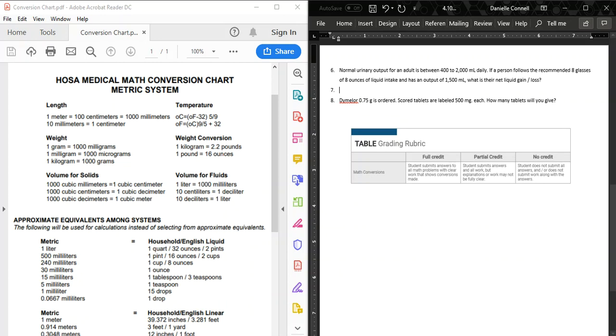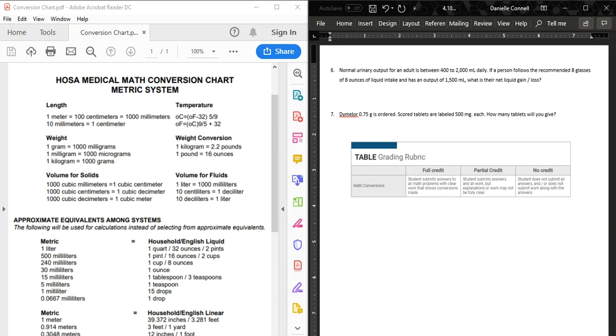Number 6, almost done. Normal urinary output for an adult is between 400 to 2,000 milliliters daily. If a person follows the recommended 8 glasses of 8 ounces of liquid intake and has an output of 1,500 milliliters, what is their net liquid gain or loss?